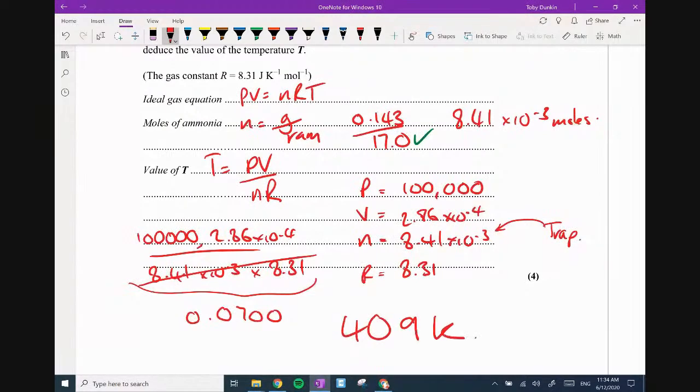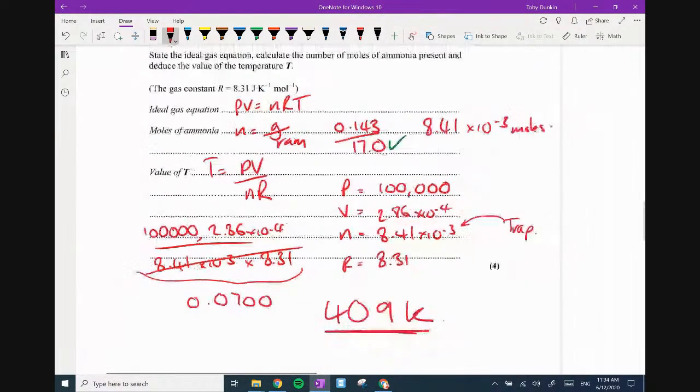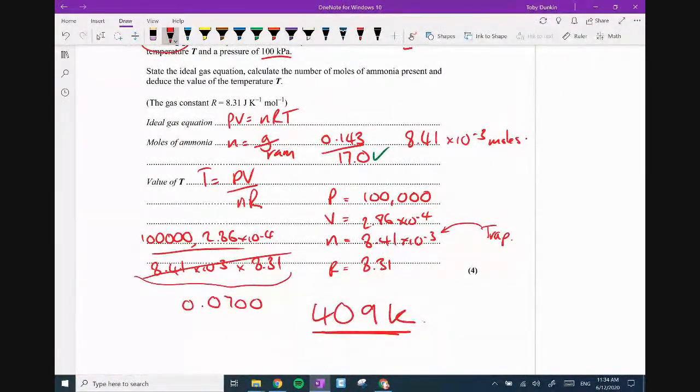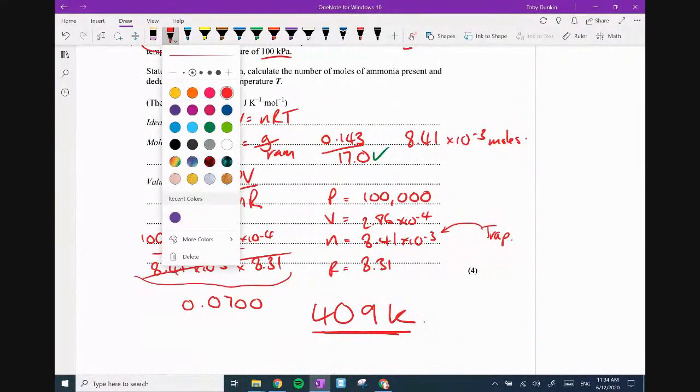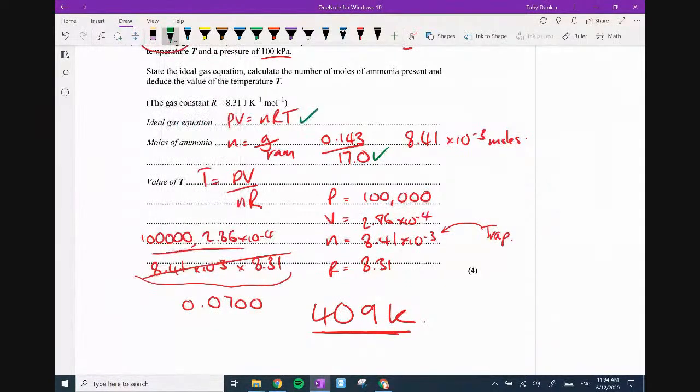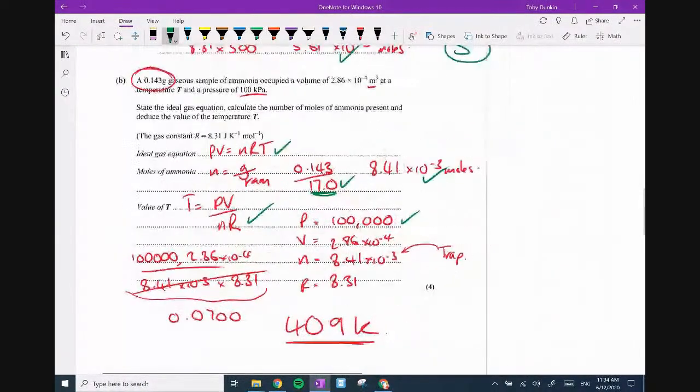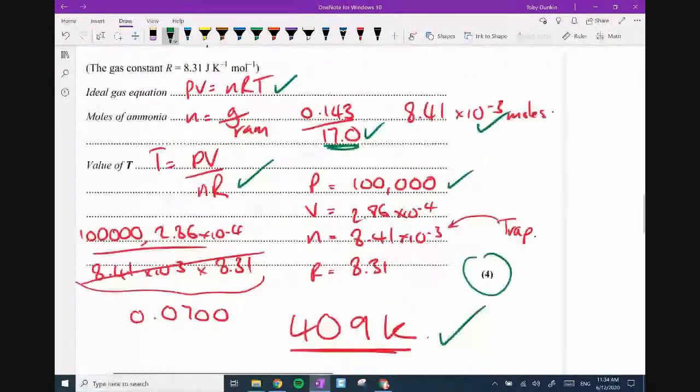409 Kelvin is my final answer. So let's check your marks. 1 mark for that one, 1 mark for the AR, 1 mark for the moles, 1 mark for the rearrangement, 1 mark for that conversion, and 1 mark for the final answer. 6 marks in total. Oh, that's interesting. They've awarded 4. Isn't that fascinating?